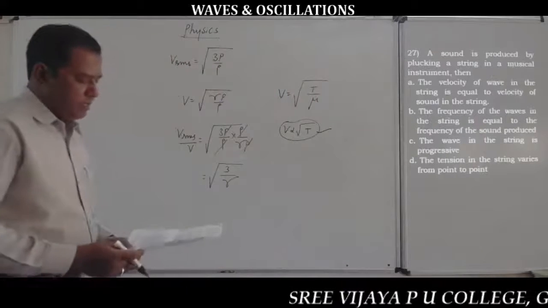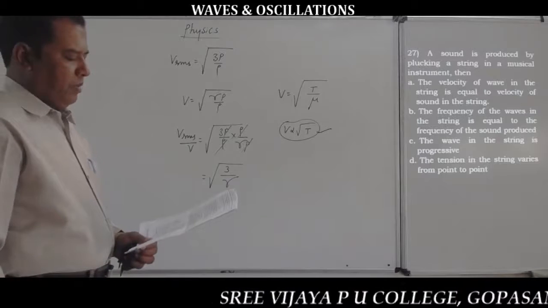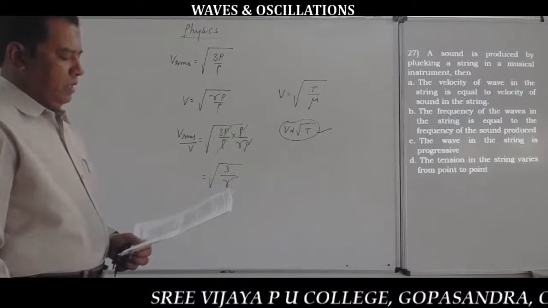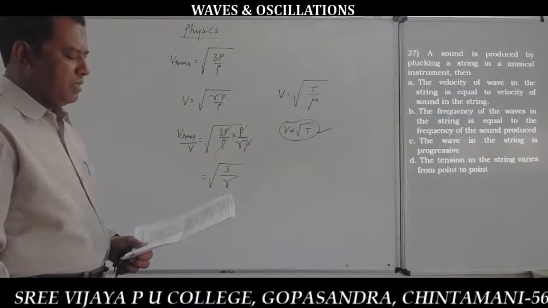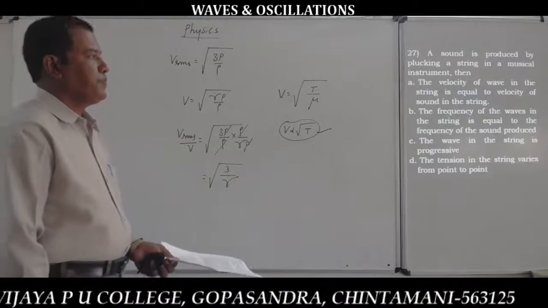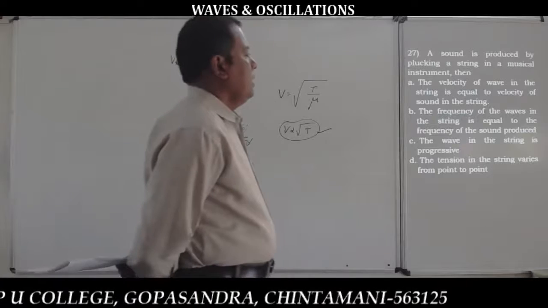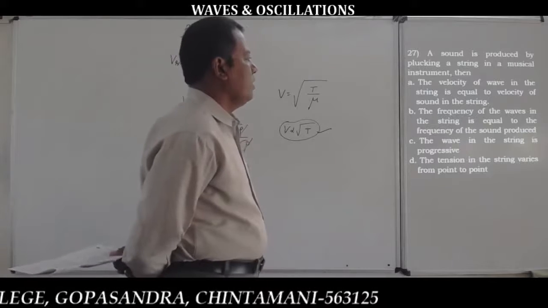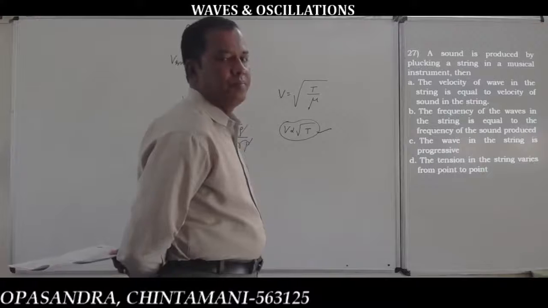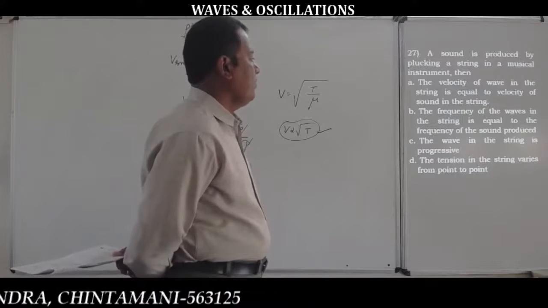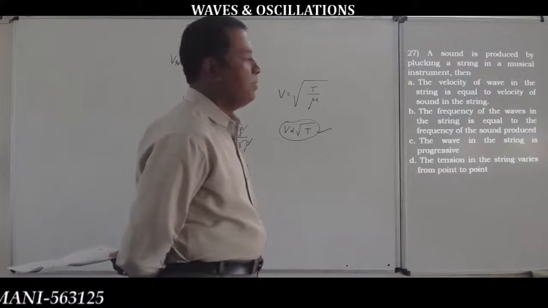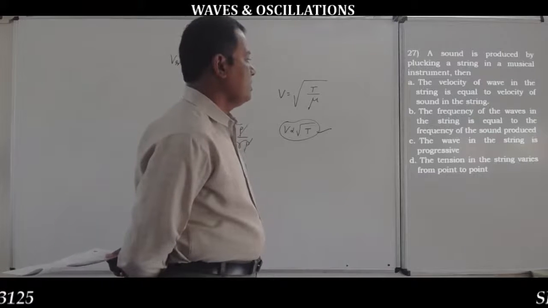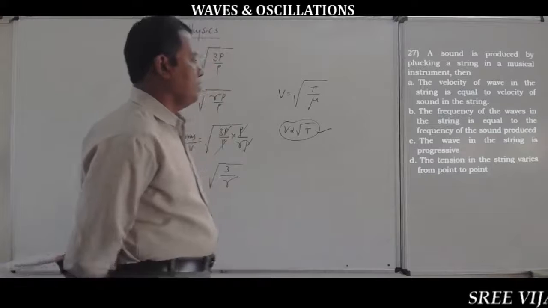Question number 27. A sound is produced by plucking a string in a musical instrument. Then, the velocity of wave in the string is equal to the velocity of sound in the string. The frequency of the waves in the string is equal to the frequency of the sound produced. Of course, option B will be valid.